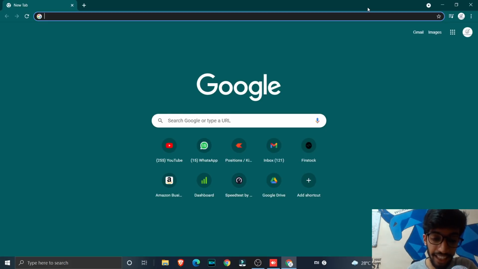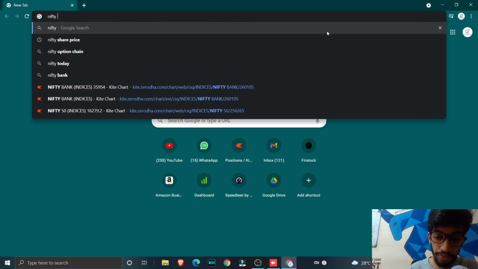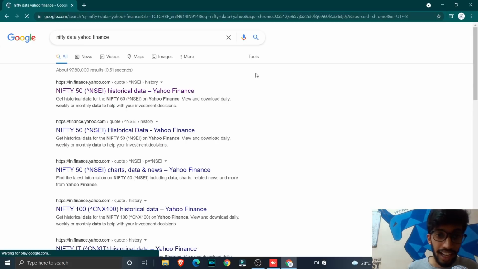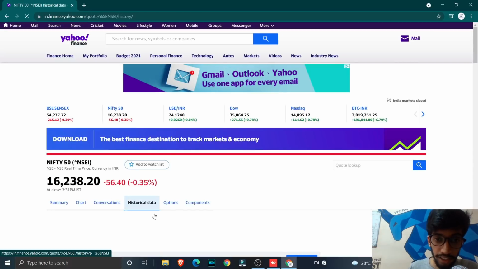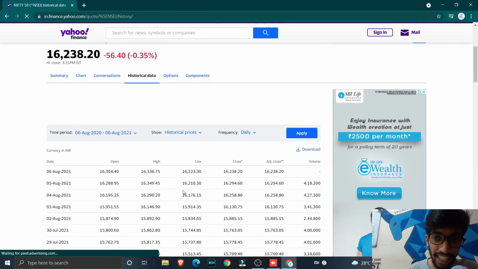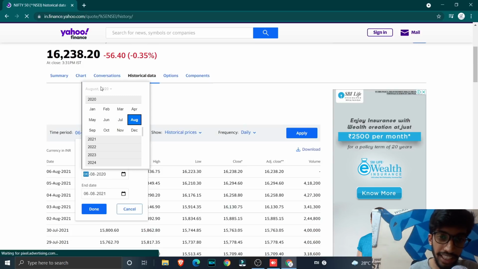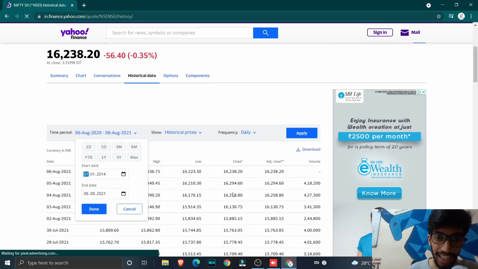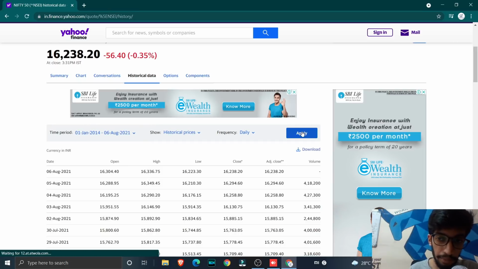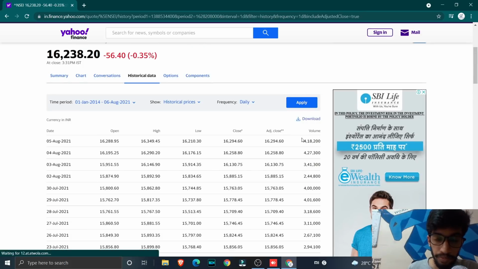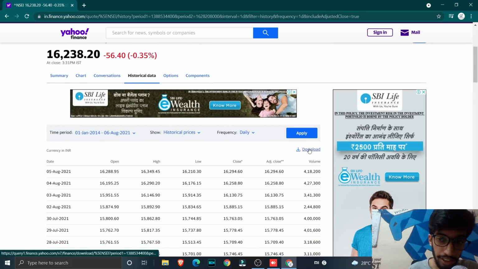We are going to get the data from Yahoo Finance. Open your browser, just type in Nifty Data Yahoo Finance and go to the first link. When you go to the first link, you have all the data available. All you have to do is go to the time period and select it. We will be using the data from 2014. So just go to 2014, click on January 1 and done. Then click on apply. And once this is done, just click on download.